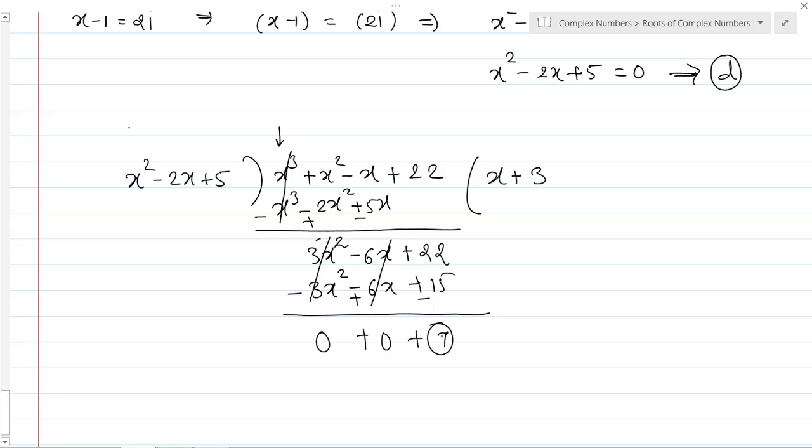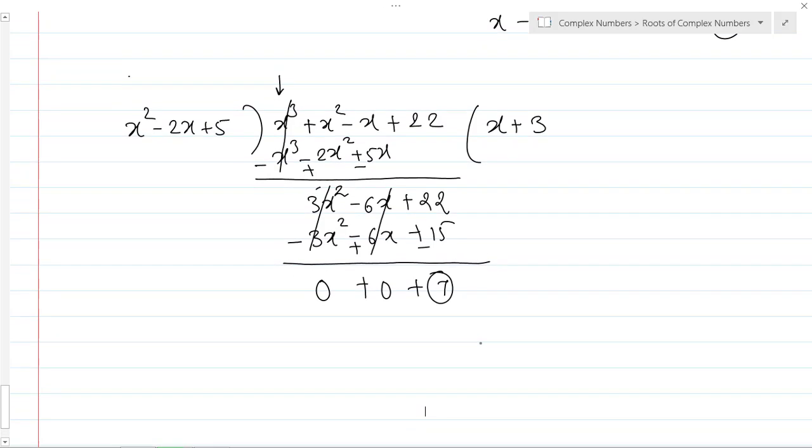So what is the answer for this question? It is as simple as that, it's 7, boss. Sorry, the remainder is 7.